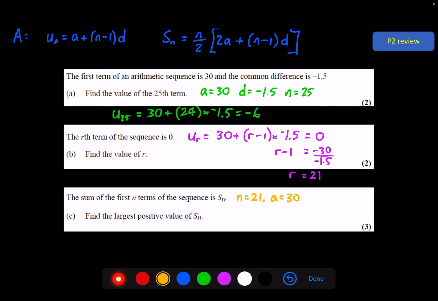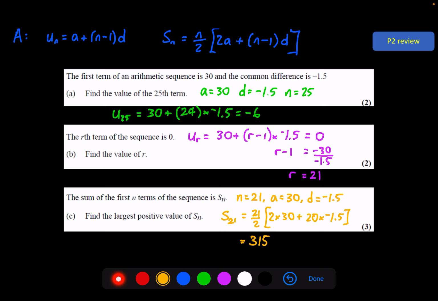We still know a is 30, d is minus 1.5, and we want to know what is the sum at term 21. 21 over 2, 2 times 30, plus n minus 1 is 20, times d is minus 1.5. If I stick all of that onto my calculator, I should get the correct answer. And I get 315.